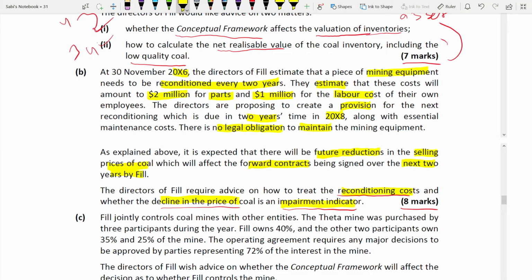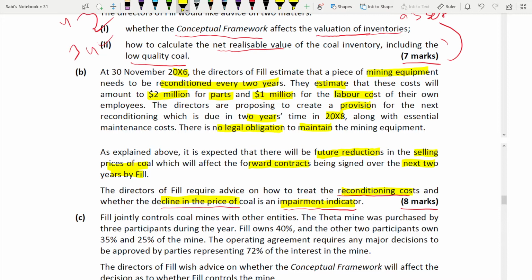Remember, there are some independent indicators that your asset is impaired. Some are known as internal factors, some are known as external. Internal is something within your control, within your organization. External is something not in your control. For example, exchange rate changes, interest rate changes are not something that you control. It's in the market, so they are external factors. So decline in the price of the coal is not something that you can have control over. You don't decide on it. It's a market, so this is an external factor. Now your question is whether it's a factor and whether it is a sign that the value of your asset has declined or not.